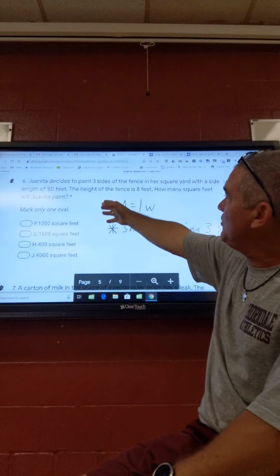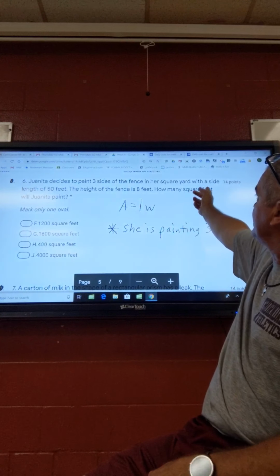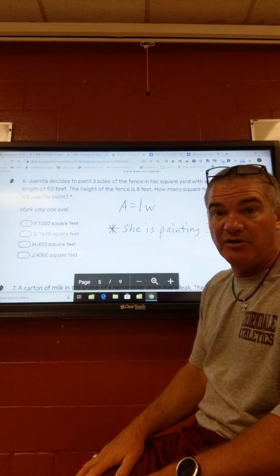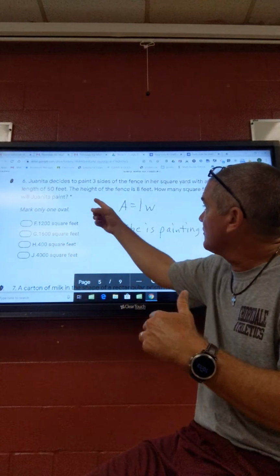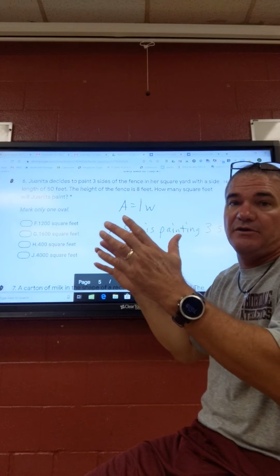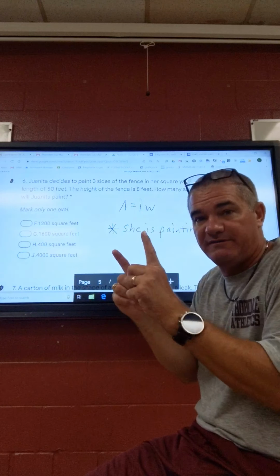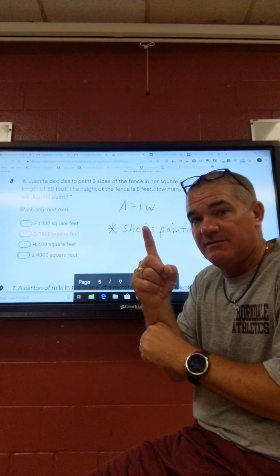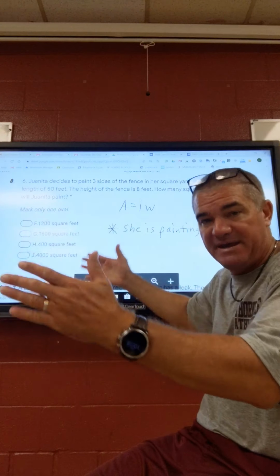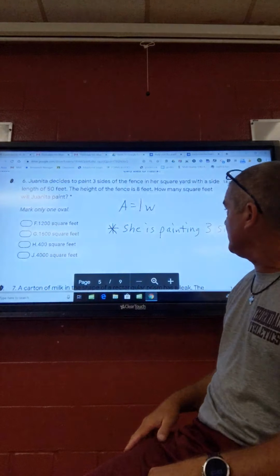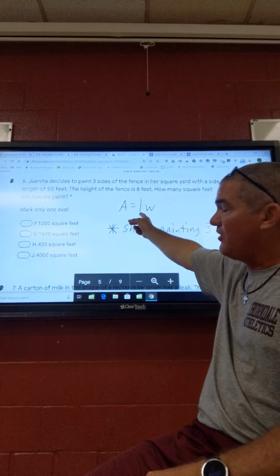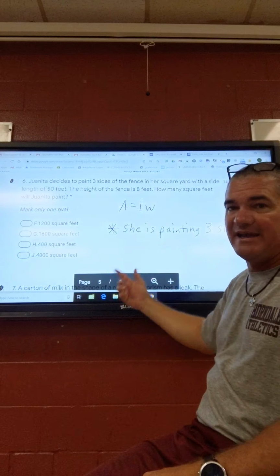All right. Juanita wants to paint 3 sides of the fence. It's a square yard. Each side is 50 feet and it's 8 feet tall. So each part of the fence is going to be 50 by 8. So that's length times width. So 50 times 8 gets you one side of the fence, but you got 3 sides. So you have to find the area of one piece of the fence, then take that times 3. I'll put it as a note. She is painting 3 sides of the fence. Area equals length times width for one side, take that times 3.